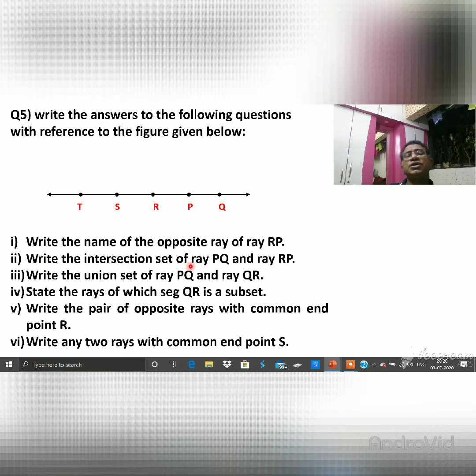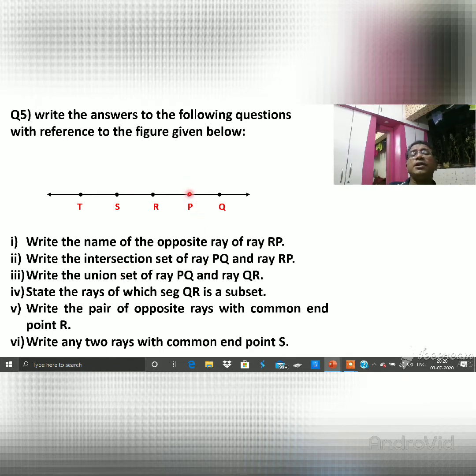Write the intersection set of ray PQ and ray RP. Intersection means what? Intersection means common thing. Common thing between any two things, that is called the intersection. So what is the meaning of intersection? Intersection means whatever is common between two things, that is called the intersection. So I want to write the intersection of ray PQ.